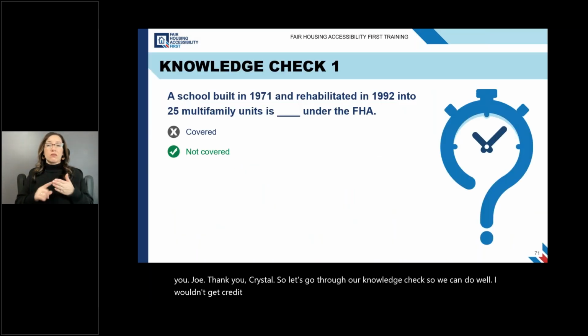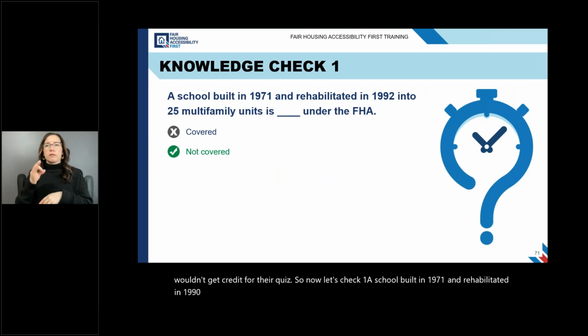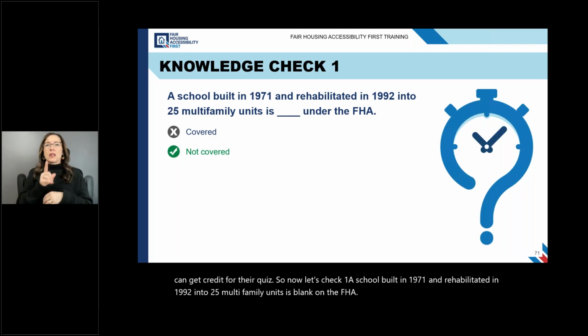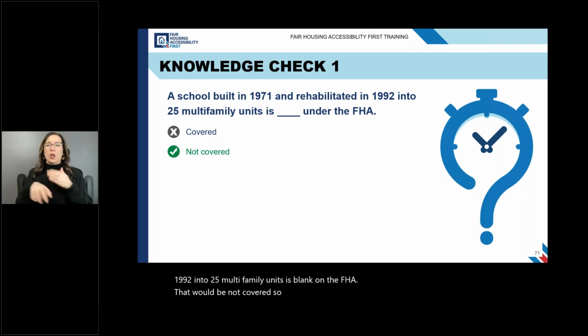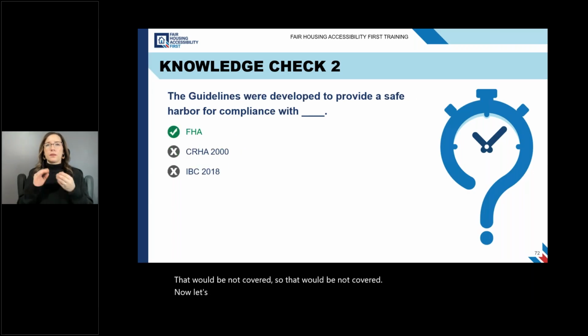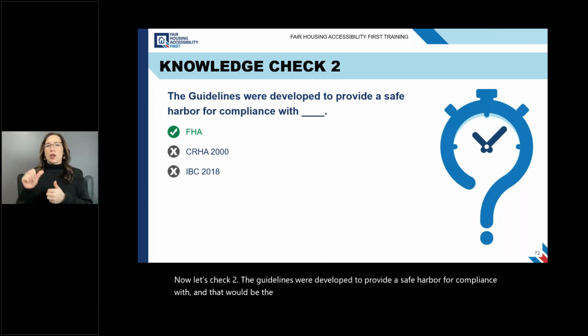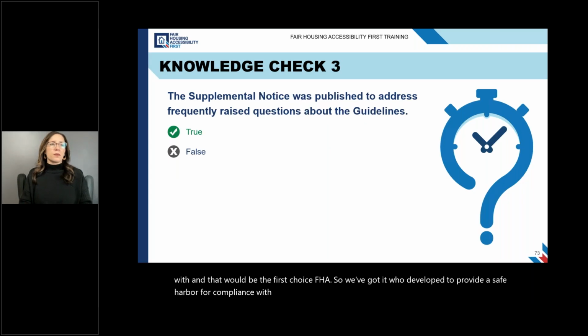So knowledge check 1: a school built in 1971 and rehabilitated in 1992 into 25 multifamily units is blank under the FHA. That would be not covered. Knowledge check 2: the guidelines were developed to provide a safe harbor for compliance with, and that would be the first choice, FHA.